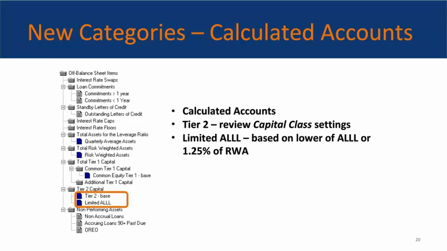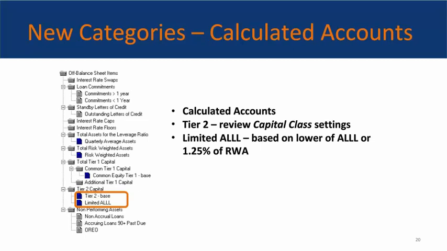The next two automatically calculated accounts are under the Tier 2 category. They are Tier 2 Base and Limited ALLL. The Tier 2 Base is the total of all the accounts in the capital section of the balance sheet that have a capital class property set to Tier 2. Now, unless your bank has certain types of preferred stock, subordinated debt, or relatively rare types of minority interest in other financial institutions, you may not have any balance in this category.